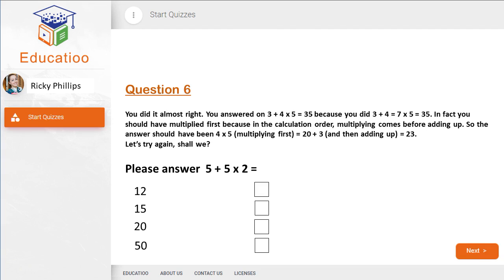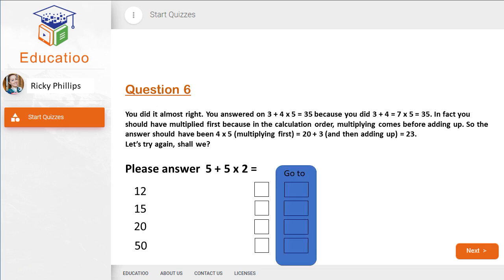You did it almost right. You answered on 3 plus 4 times 5 is equal to 35, because you did first 3 plus 4 is equal to 7, and then multiplied your answer times 5. So in the end you got your answer, 35. In fact, you should have multiplied first because in the calculation order, multiplying comes before adding up. So the answer should have been 4 times 5, multiplying first, equals 20, and then adding up 3 is equal to 23. Let's try again, shall we?